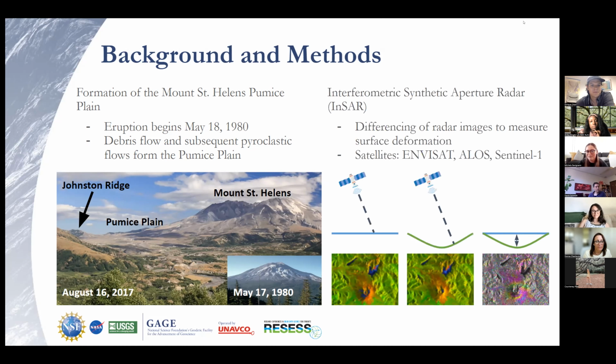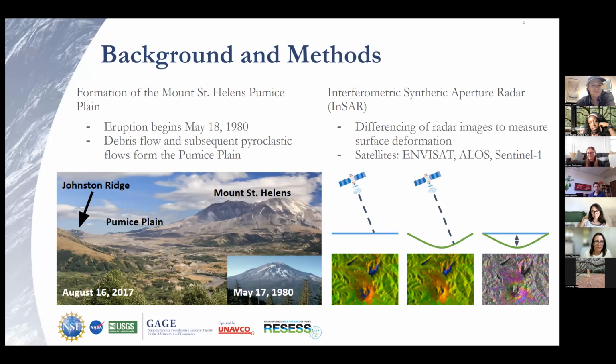We study the pumice plain using interferometric synthetic aperture radar, which is InSAR. The way this works is that we take radar images, which were collected in the same location on different dates, and we can difference them to see how the ground has deformed over that time period. So in the bottom right, you can see two radar images, the green looking ones. And then the third image is the interferogram that we get that tells us about the deformation.